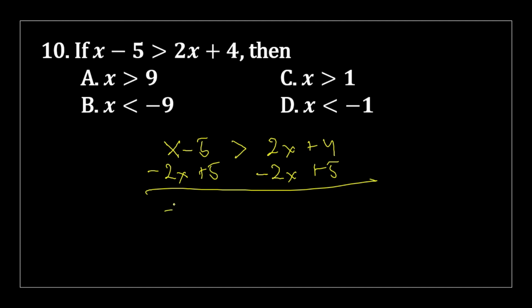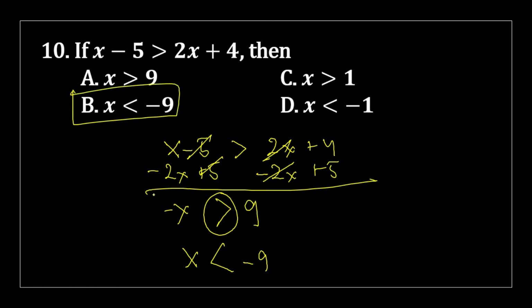x minus 2x is negative x. The 5s will be cancelled. Now 4 plus 5 is 9. Now let's multiply both sides by negative 1. So x is less than negative 9. As you can see, the greater than sign becomes a less than sign, because that's how we deal with negative inequalities. So the answer for this is letter B. Sorry.